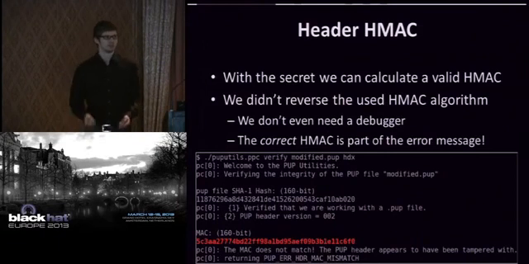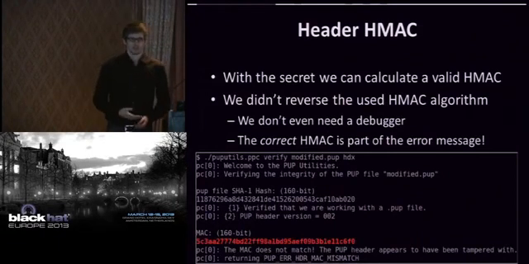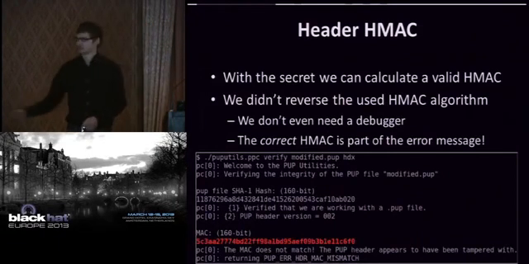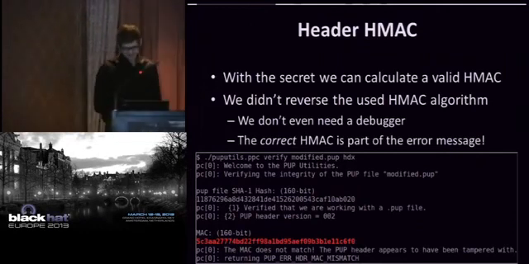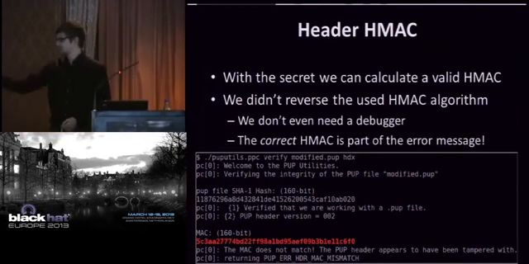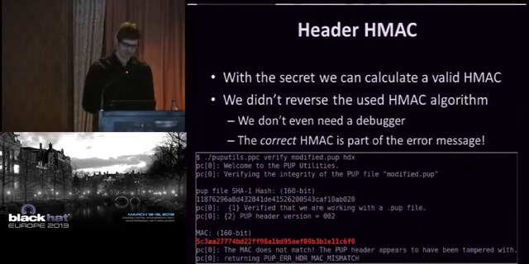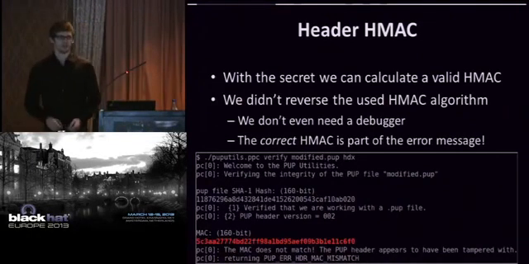So what you can do is you modify the header, then just run this, get this error message, use this MAC value, put it inside your header, and you have a valid file again. So you probably shouldn't output such a thing in the error message. So we can basically circumvent this protection mechanism.